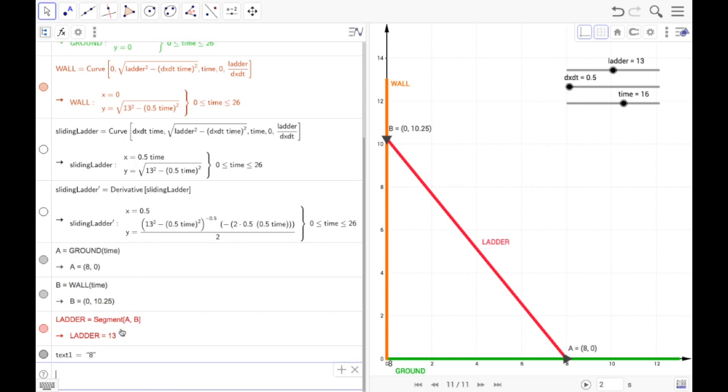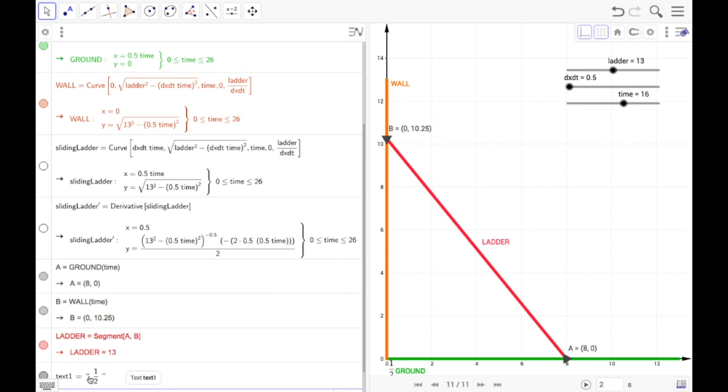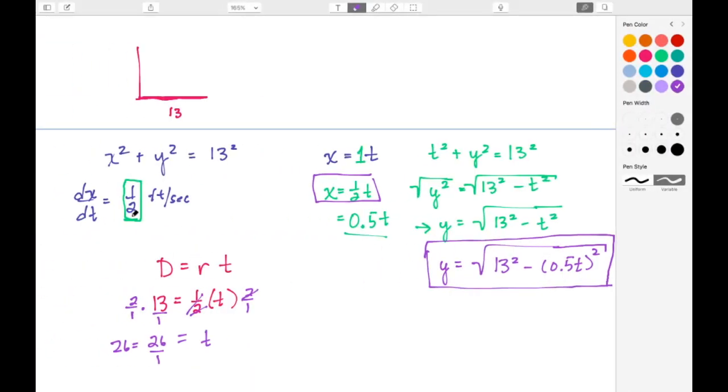And then I want to do the same thing. Whoops, was that sliding ladder? Nope, I want to get that for the velocity. So I need to use the prime, the little apostrophe for prime. Alright, now that's what I'm looking for, because this here represents dx/dt, which is a half, which is what we know it should be from the problem.